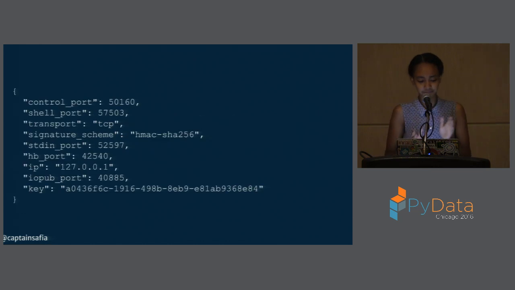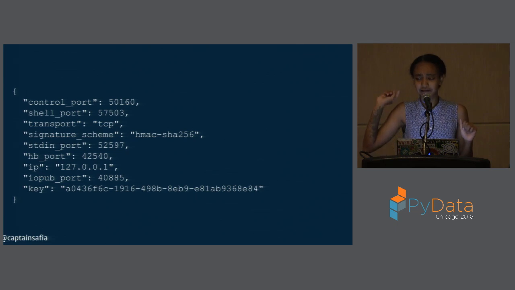So it looks like this. Kind of scary. We'll dive through it together. You'll notice that one of the parameters that's provided is an IP and several different ports that comprise the different sockets of your kernel. And we're going to go through what those are and what they're responsible for in a little bit.